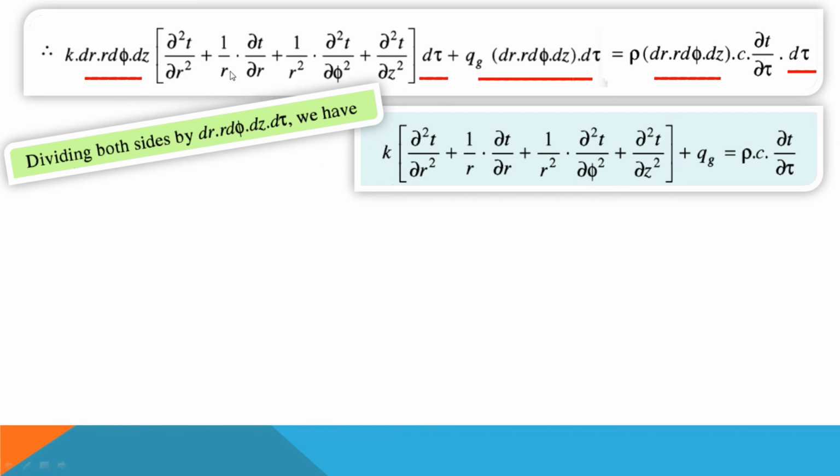K in bracket, del square T by del r square, plus 1 upon r del T by del r, plus 1 upon r square del square T by del phi square, plus del square T by del z square. Here it cancels out, so the remaining term is qg, and here this term cancels out, the remaining term is rho into c into del T by del tau.